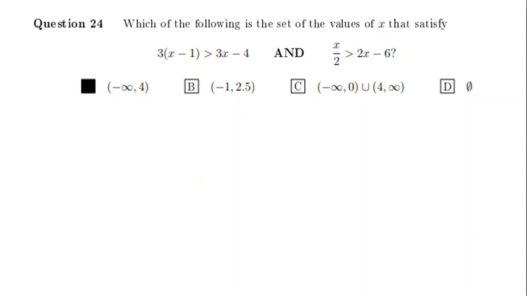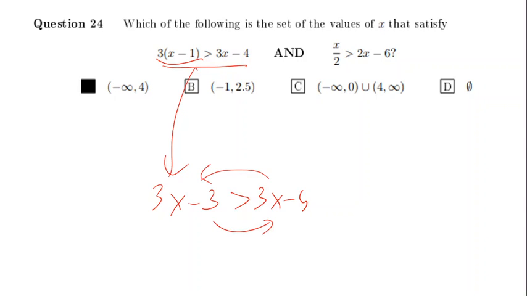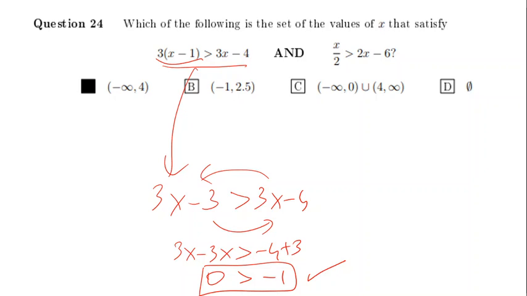Now here, okay, let's solve this one. So it will be 3x minus 3 bigger than 3x minus 4, and okay, send 3x here, send this one here. It will be 3x minus 3x is bigger than minus 4 plus 3, which makes 0 bigger than minus 1. What does this mean? This is always true no matter what x is. So the solution set of this one will be minus infinity to infinity. For any x value, this is true, so the solution set is all real numbers.